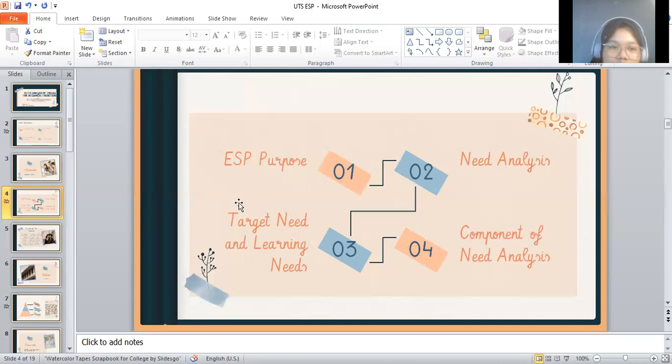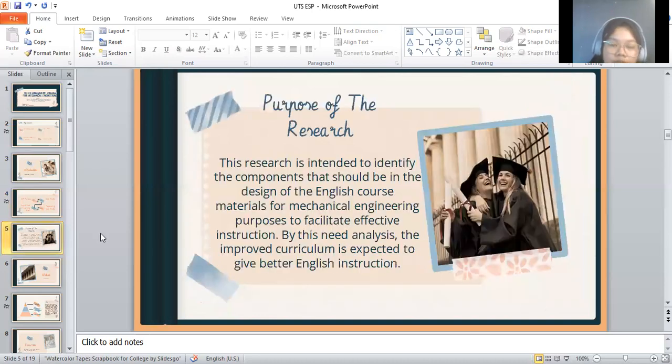Okay, that's the introduction and literature review. And now we move to the purpose of the research. This research is intended to identify the components that should be in the design of the English course material for mechanical engineering purposes to facilitate effective instruction. By this need analysis, the improved curriculum is expected to give better English instruction.